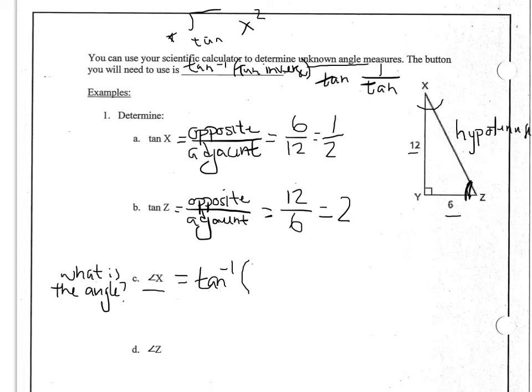If you don't have a scientific calculator that can do this, you need to go out and purchase one, okay? So you need to buy one. You need to have some type of scientific calculator that can do this. So the tan is always, for x, opposite over adjacent. So this is the same. I'm going to write 6 over 12, opposite over adjacent.